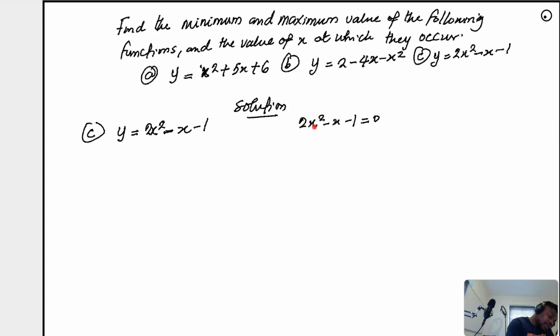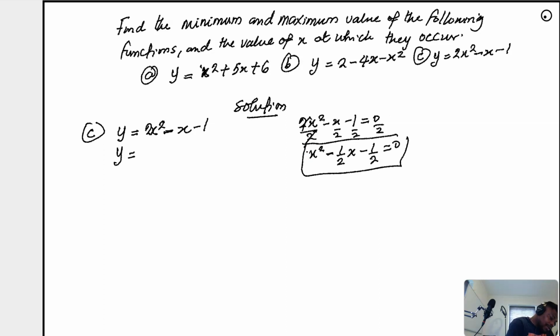So we want to make the coefficient of x squared to be 1. So divide through by 2. This will be x squared minus 1 over 2x minus 1 over 2 is equal to 0. Once you have this, where the coefficient of x squared is now 1, come back here, write that 2, bracket, then write everything here: x squared minus 1 over 2x minus 1 over 2. You see that? Then the coefficient of x is minus a half.